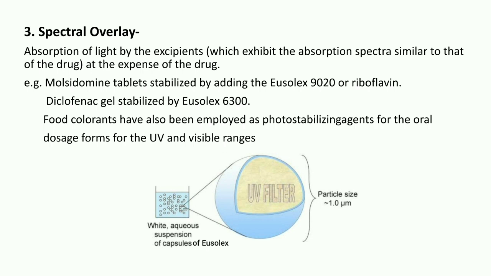Likewise, the photostabilization of diclofenac gel has also been achieved by the use of a UV absorber Uvasorb 6300. Food colorants have also been employed as photostabilizing agent for the oral dosage forms. The addition of such excipient is also useful in the formulation of the creams, ointments and liquid dosage form for protection of the photosensitive drugs.